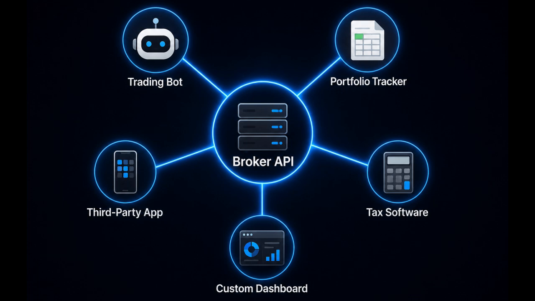You already use APIs constantly without realizing it. When a weather app on your phone shows you a forecast, it's not generating that data itself. It's calling a weather service's API and displaying what comes back. When you log into a website using your Google account, that's an API call. When a flight comparison site shows you prices from a dozen airlines at once, it's pulling from each airline's API simultaneously. A broker API is the same concept applied to your brokerage account.